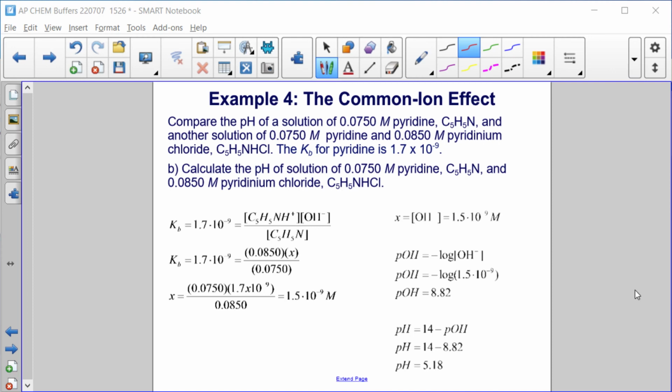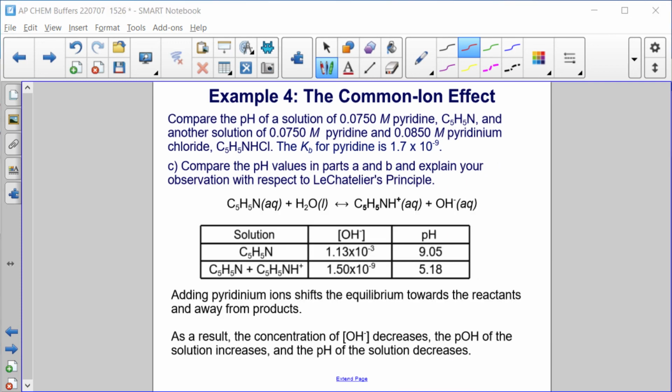Okay, so Kb, which is given as 1.7 times 10 to the minus 9, is the concentration of the products in the dissociation over the reactants. And then I just substituted the values at equilibrium from the previous slide. Solve for X, and I get 1.5 times 10 to the minus 9, X being the hydroxide ion concentration. So we can find the pOH and therefore the pH, 5.18.